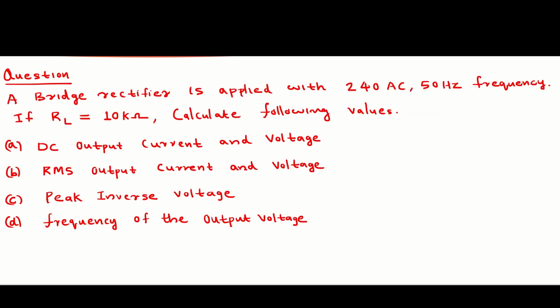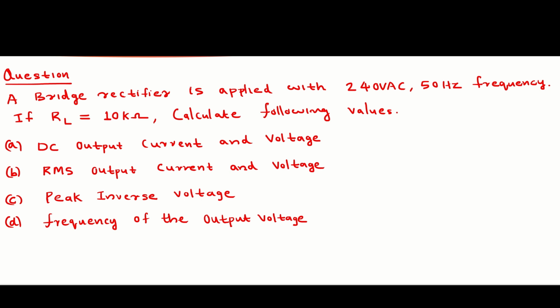Next we are going to discuss a problem. First I am reading the question. A bridge rectifier is applied with a 240 volt AC supply, 50 Hz frequency. If RL equal to 10 kilo ohm, calculate the following values. First we have to determine DC output current and voltage, RMS output current and voltage, peak inverse voltage and frequency of the output voltage.